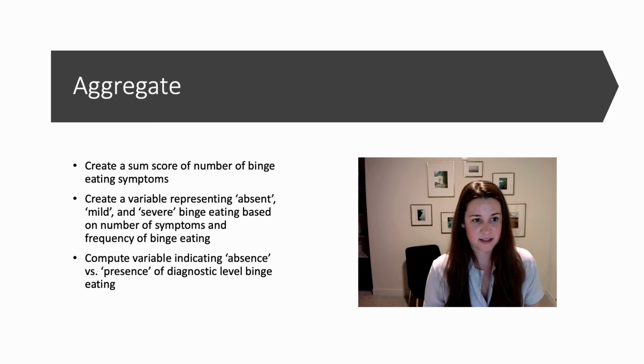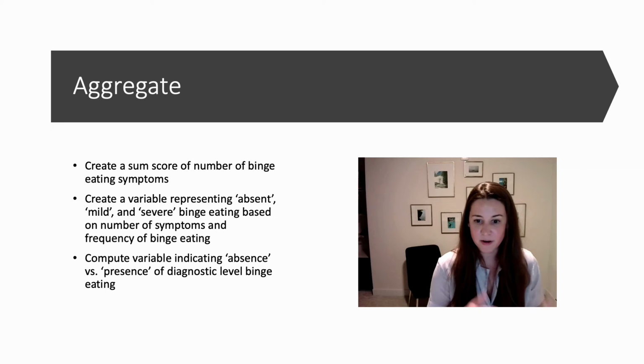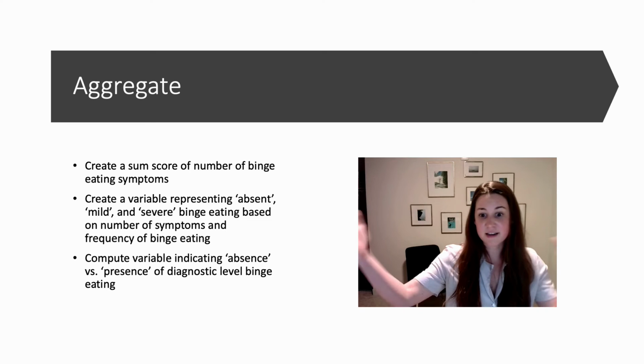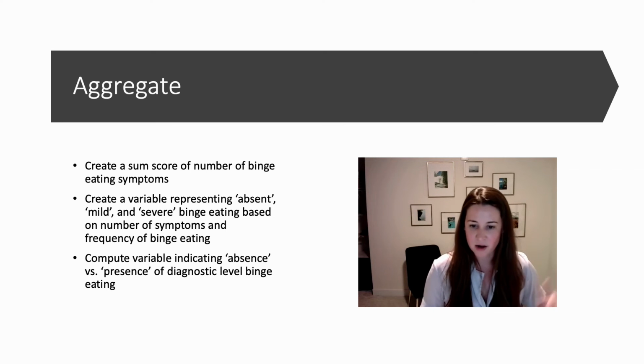So I'm going to create a sum score with the number of binge eating symptoms, for instance. I'm going to create a variable that represents absent, mild, or severe binge eating based on the number of those symptoms, and compute a variable indicating the absence versus presence of diagnostic level binge eating, which is maybe a little more algorithmic. So those are some things that I'm going to want to do to clean the data.